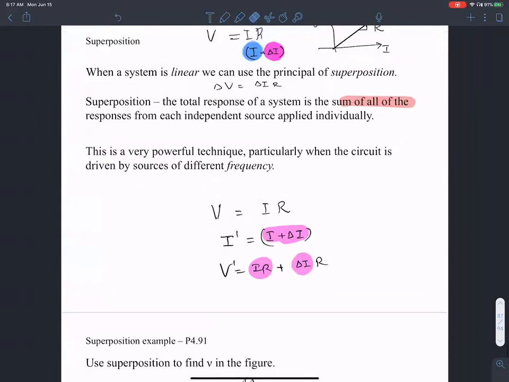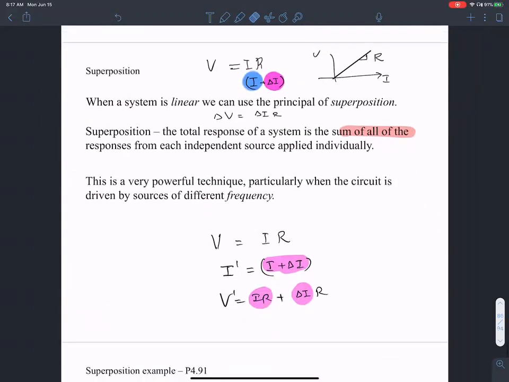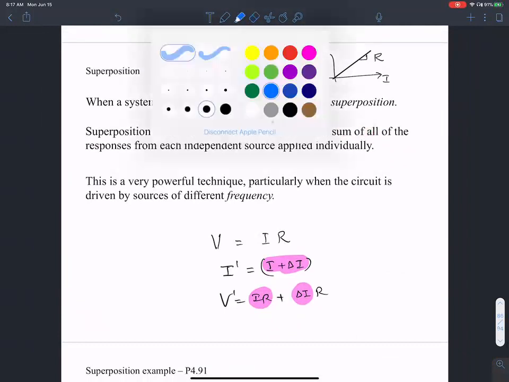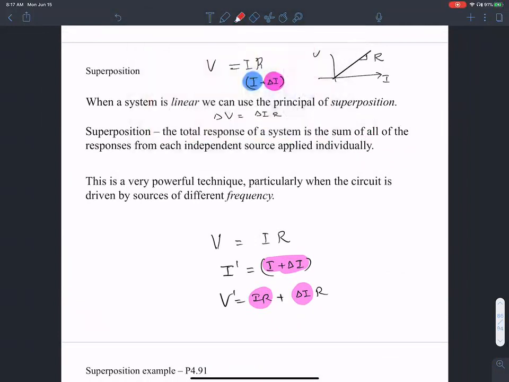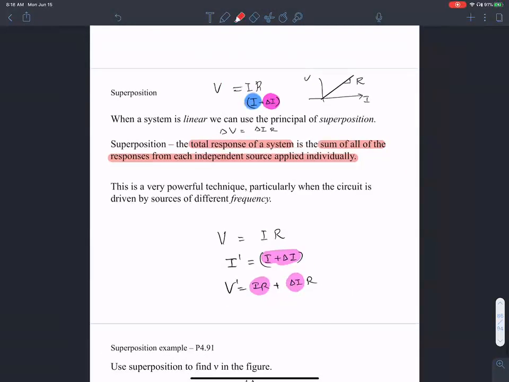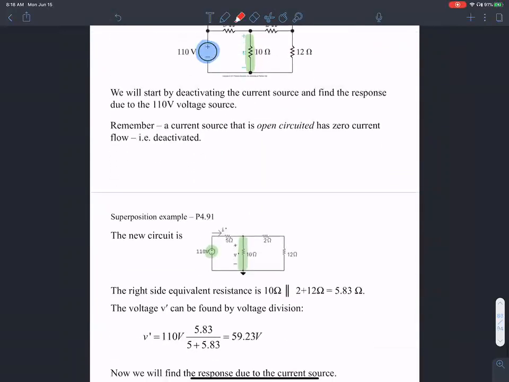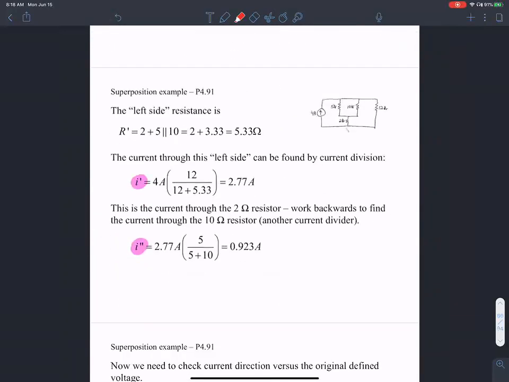I will come back to work on an example. For now, what we simply want to remember is just this: the total response of a system is the sum of all the responses of independent sources that are applied individually in a linear system. Okay, so that when we look at an example problem, that's going to become much more clear.